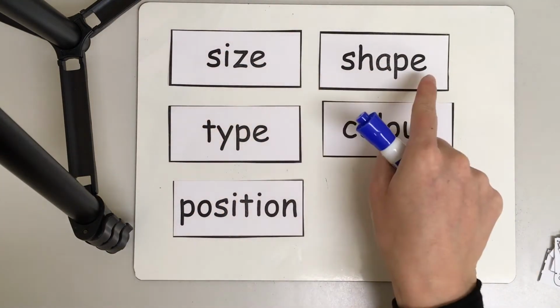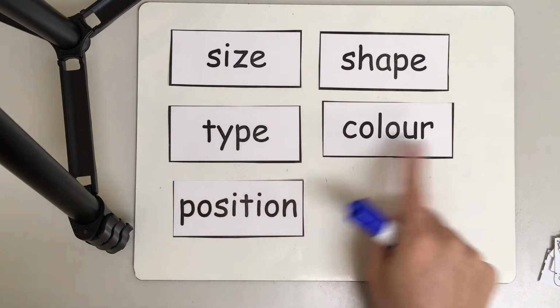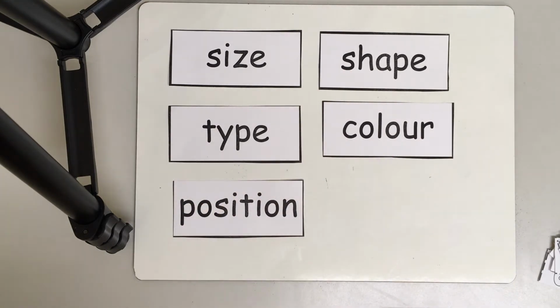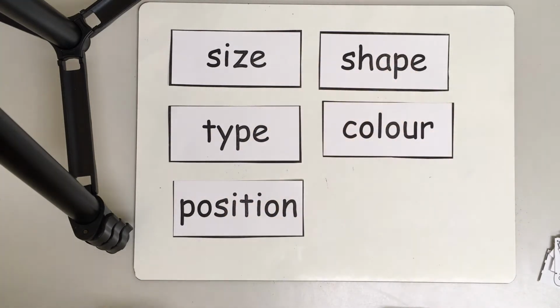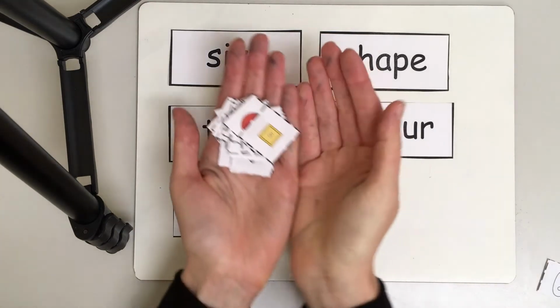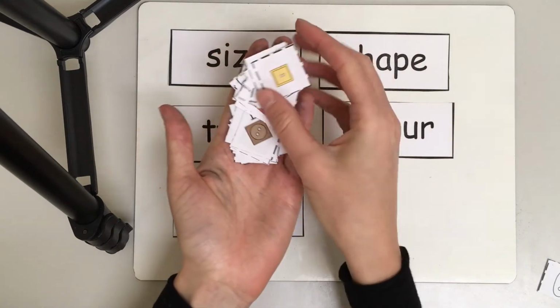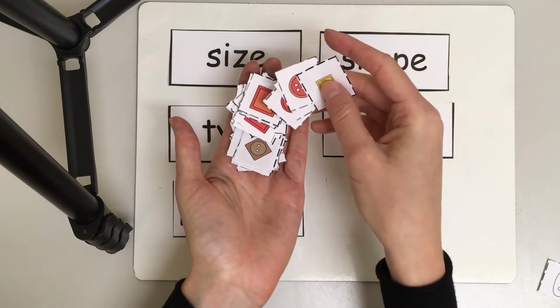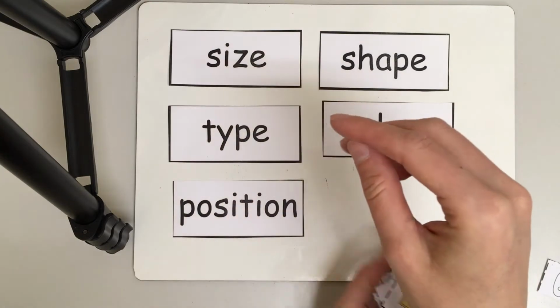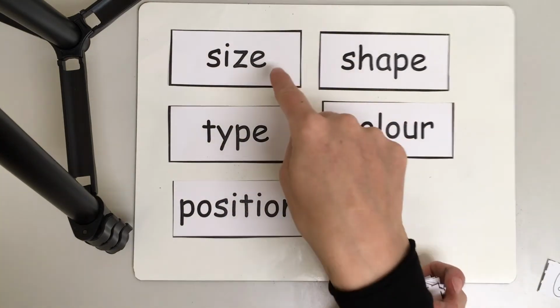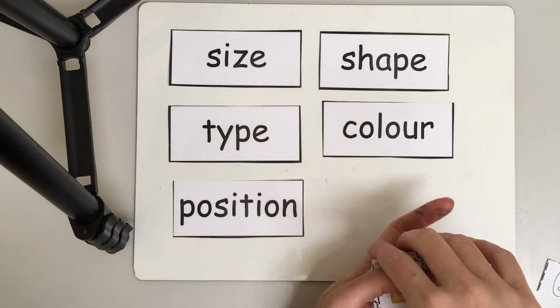Size, shape, type, color, and position are all attributes. Each of these attributes are a special feature that we can pay attention to when we are organizing or sorting items. For example, I have a handful of button cutouts. They are different sizes. If I pay attention to the size of the buttons, that means I am paying attention to the attribute size to help me sort.